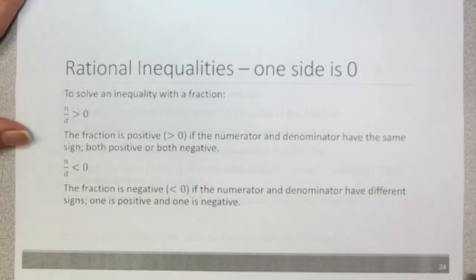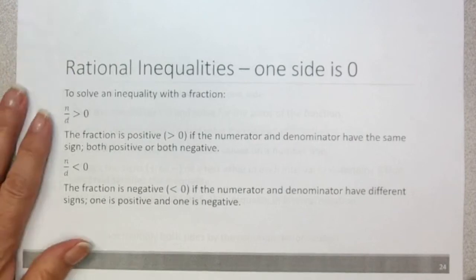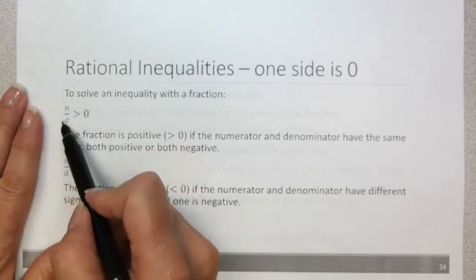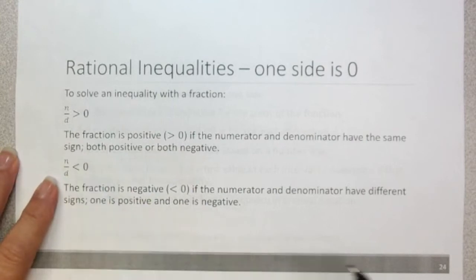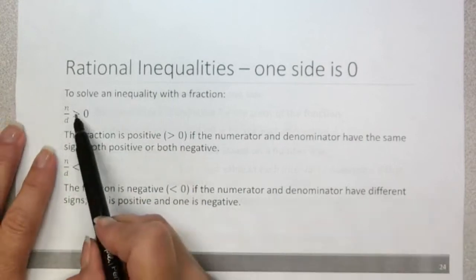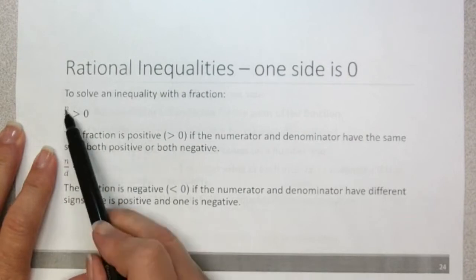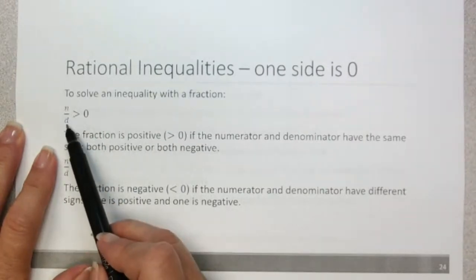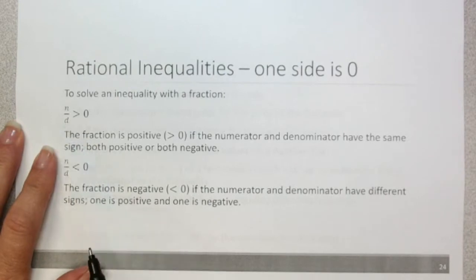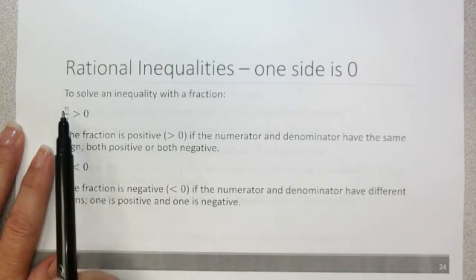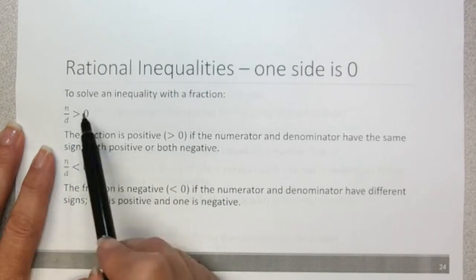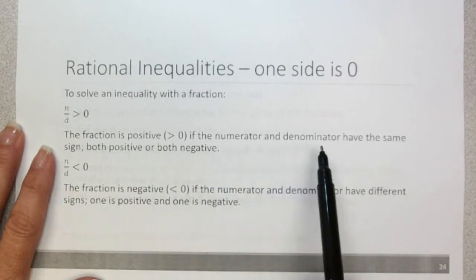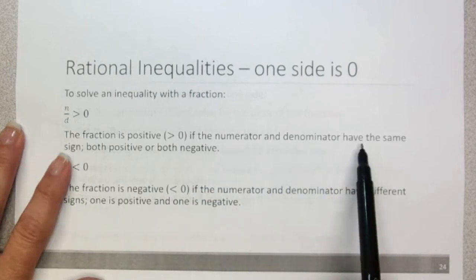When we have an inequality set up that way, we'll have either a rational expression is greater than 0 or a rational expression is less than 0. If the fraction has a positive numerator and a positive denominator, it's going to be a positive fraction. Likewise, if there's a negative numerator and a negative denominator, the negatives will cancel out and it will be a positive fraction as well. So the fraction is positive if the numerator and denominator have the same sign.